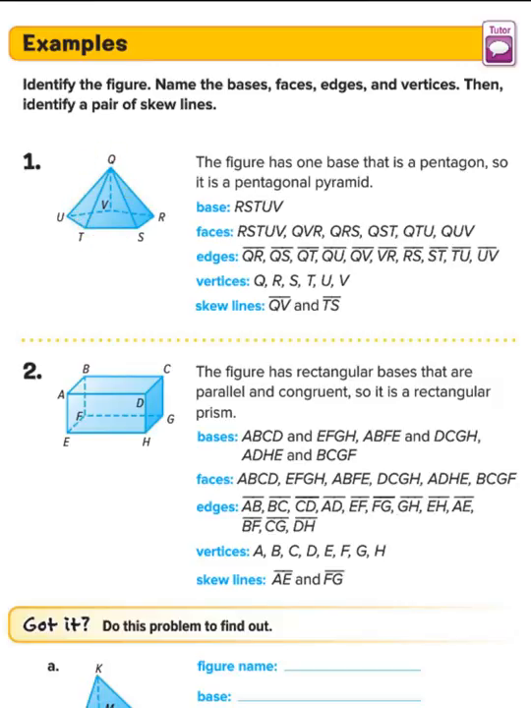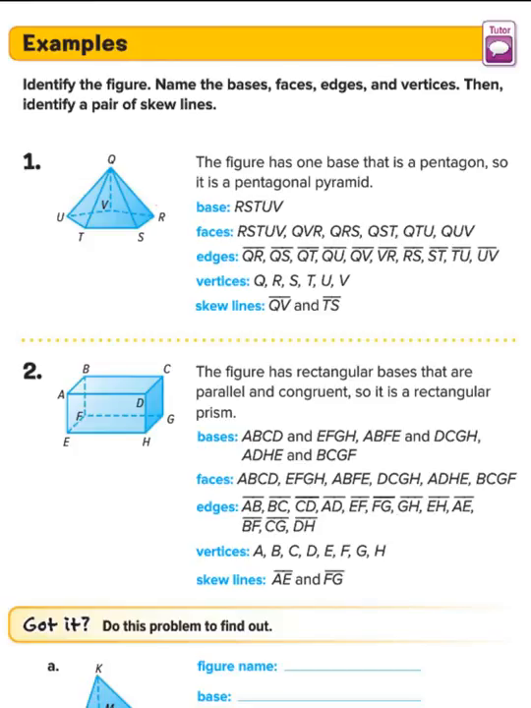So let's see. The figure. Okay, let's take a look here at the figure. We have 1, 2, 3, 4, 5. So a 5 side is called a pentagon, correct? Now what's it called together? Okay, it's a pentagonal pyramid. Okay, it's a pentagon, so it is a pentagonal pyramid. And what is our base?